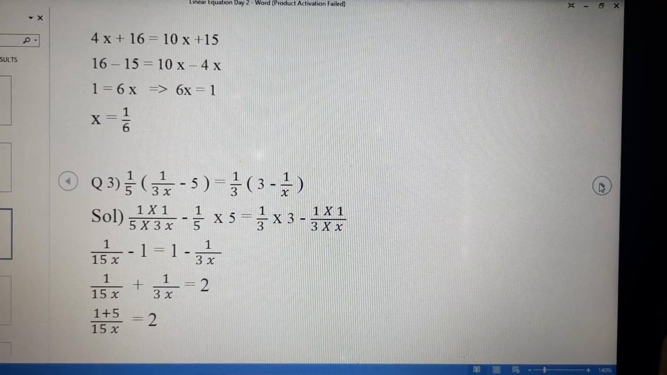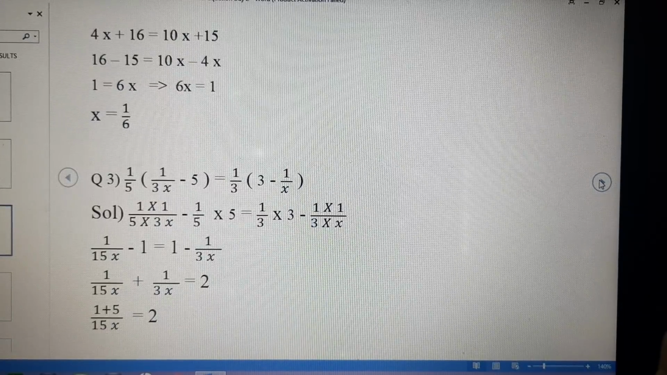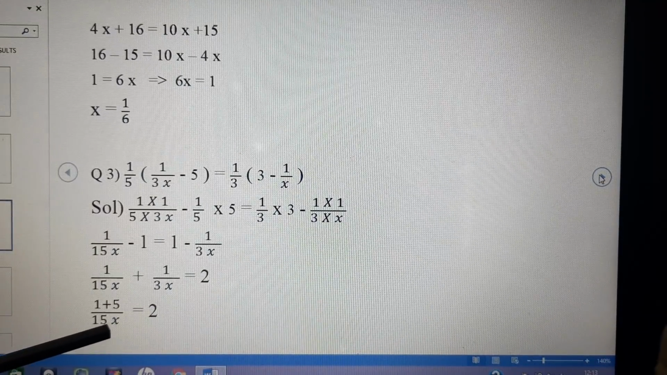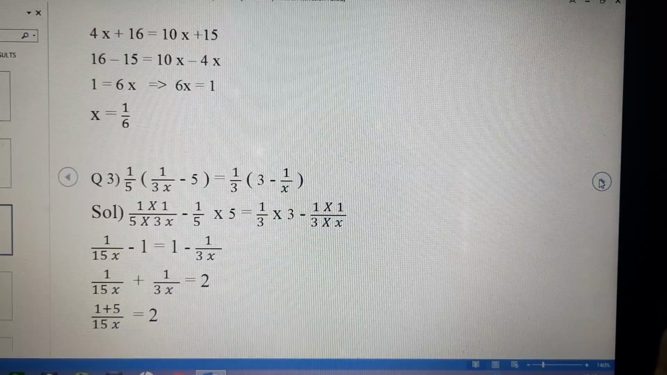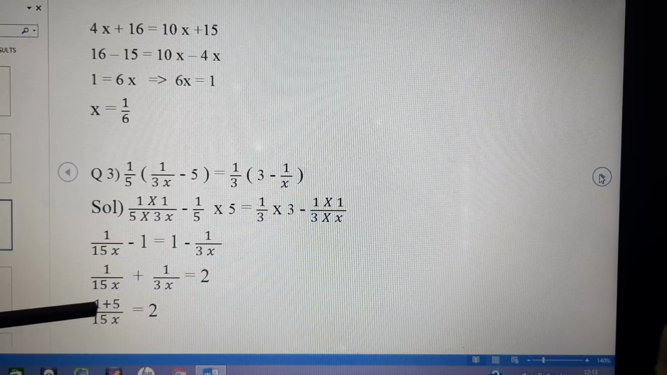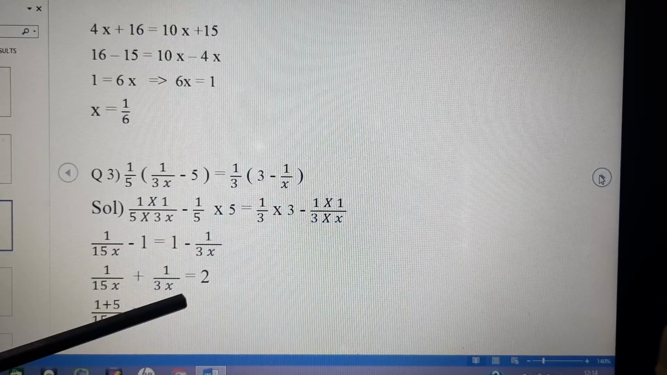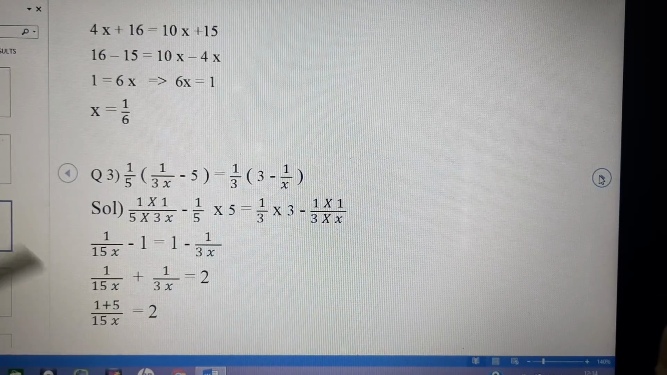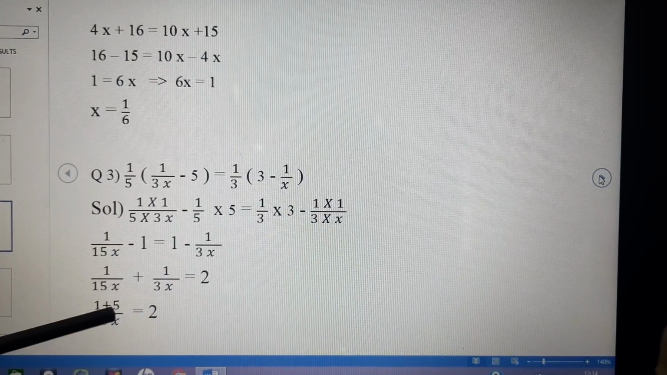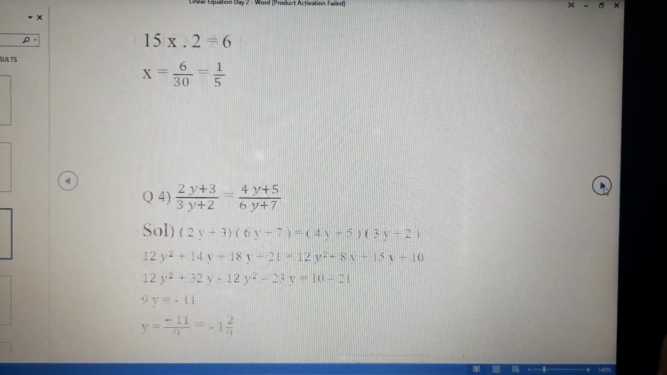What will be the LCM? Numbers 15 and 3. LCM will be 15, and x is common, so we'll write once. It means LCM of 15x and 3x will be 15x. We'll divide by 15x, we'll have 1. 1 into 1 is 1. Plus sign is copied. 3x. If we'll divide 15x by 3x, then we'll have x and x is cancelled. 3 5s are 15. 5 is the quotient. So 5 into 1 becomes 5. So we'll have 6 upon 15x is equal to 2.